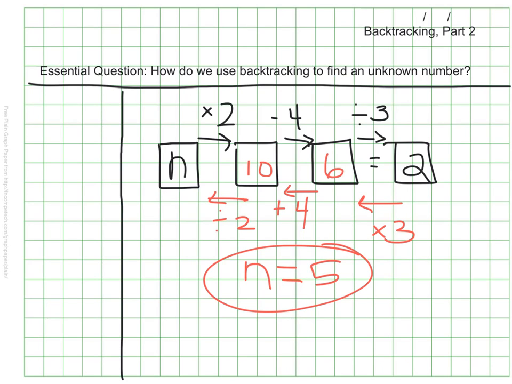How'd you do? Did you see that my missing number was 5? I can double check that that makes sense because 5 times 2 makes 10, minus 4 is 6, divided by 3 is 2, and that's where I should have ended up.